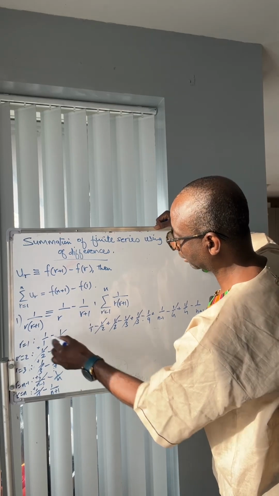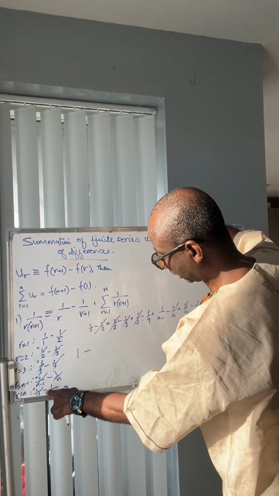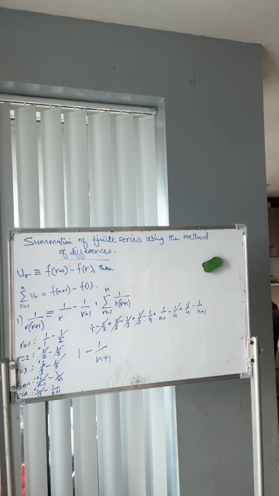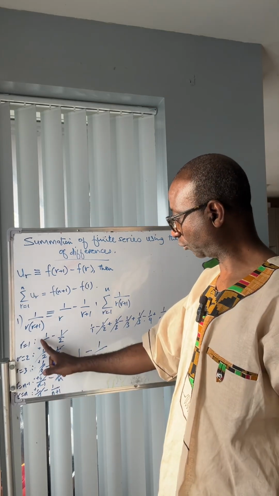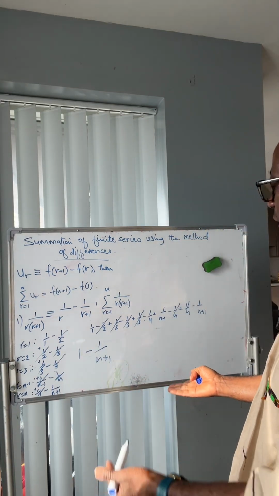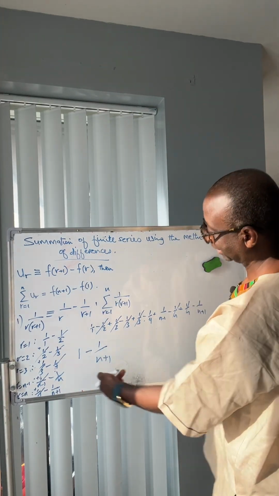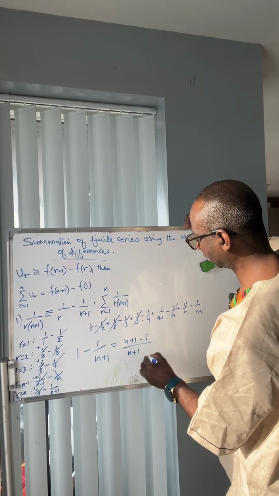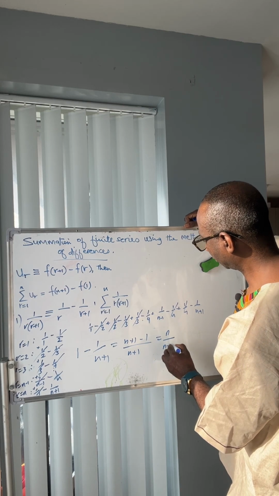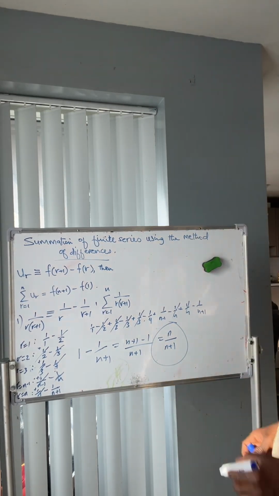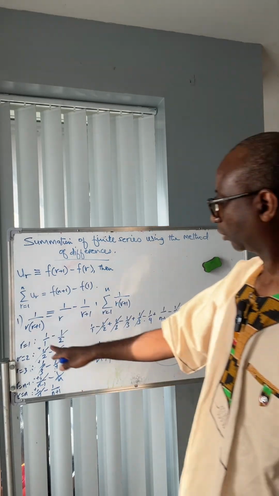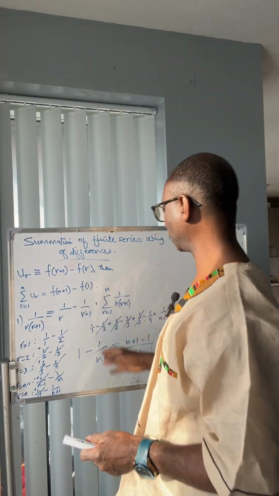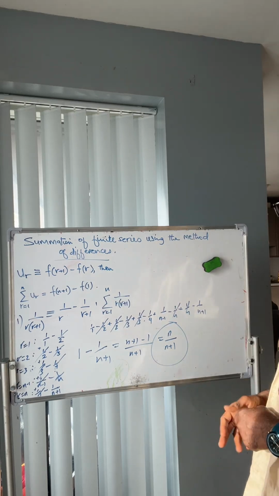So you are going to have 1 minus 1 over n plus 1. This is what is left. Everything inside will cancel except the first one and the last one. So your answer is this. If you want to simplify it, this is equal to n plus 1 minus 1 all over n plus 1, which gives you n over n plus 1. This is your final answer. If I ask you to find the sum of 1 over r into r plus 1 from r equals 1 to n, this is what you get.